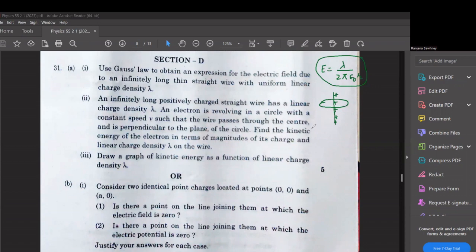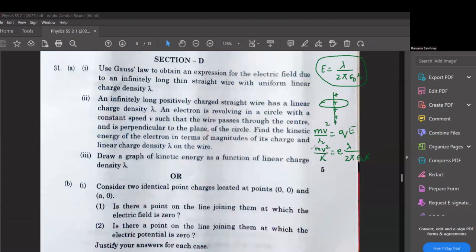As it is revolving in a circle, the necessary centripetal force, which we know is equal to mv square upon r, should be equal to the electrostatic force on the electron, which is equal to q into E. q is the charge on the electron, which is small e. And the electric field is lambda upon 2 pi epsilon naught into r. So mv square upon r equals e into lambda upon 2 pi epsilon naught r. R and r cancel out.